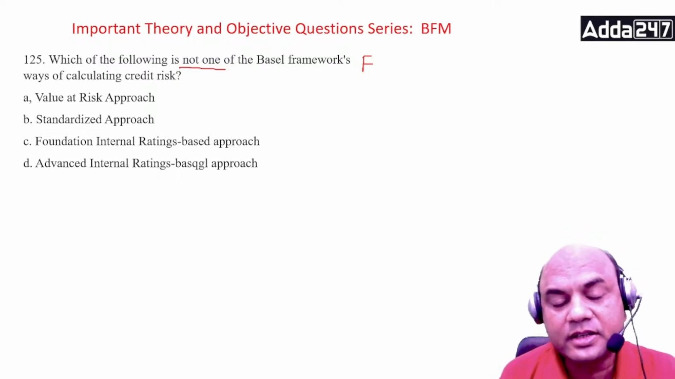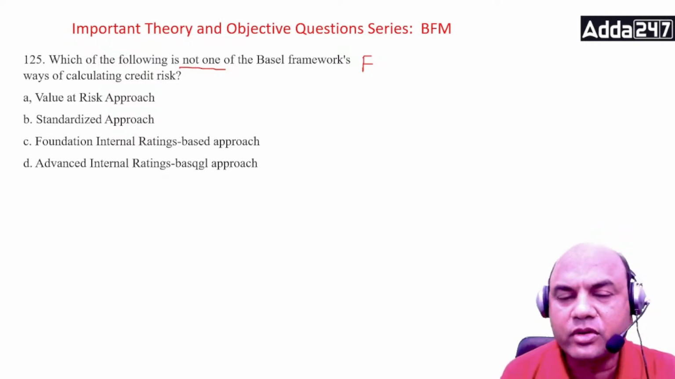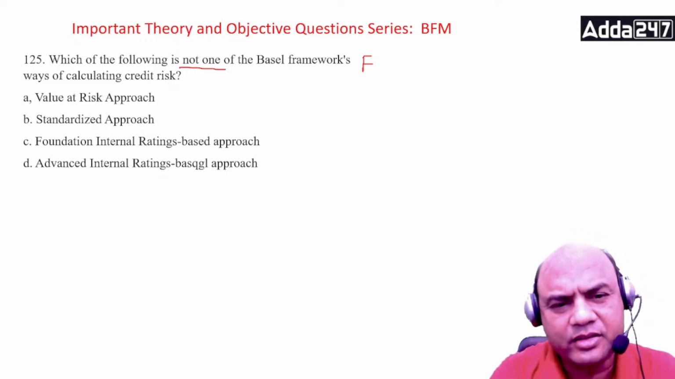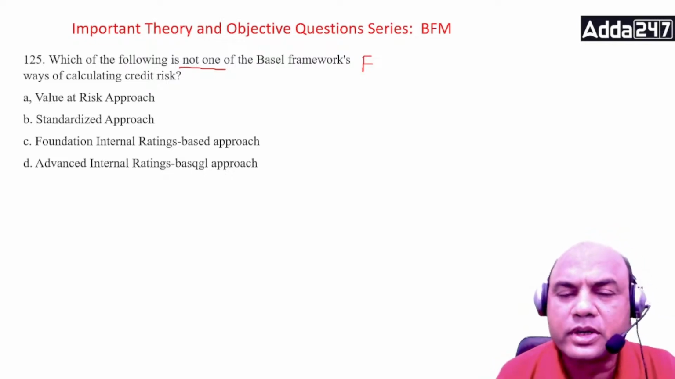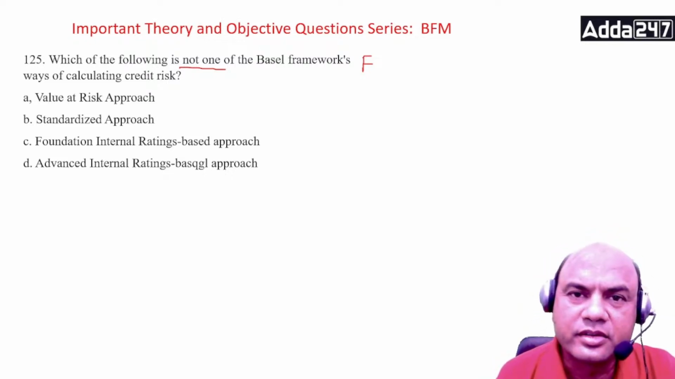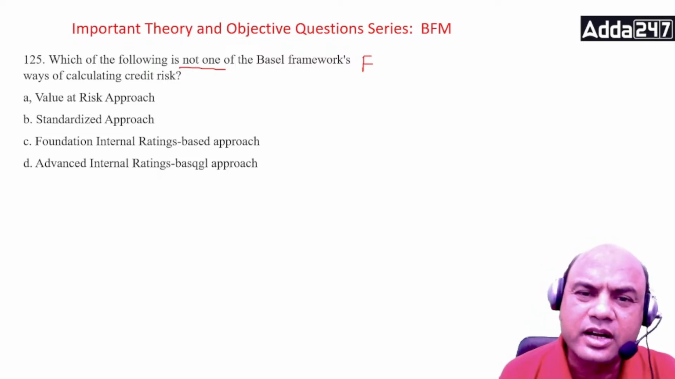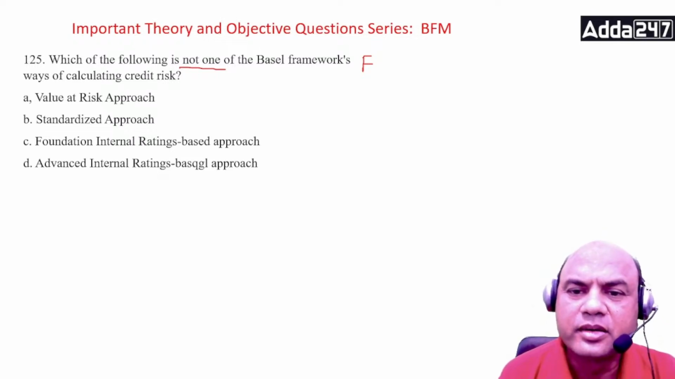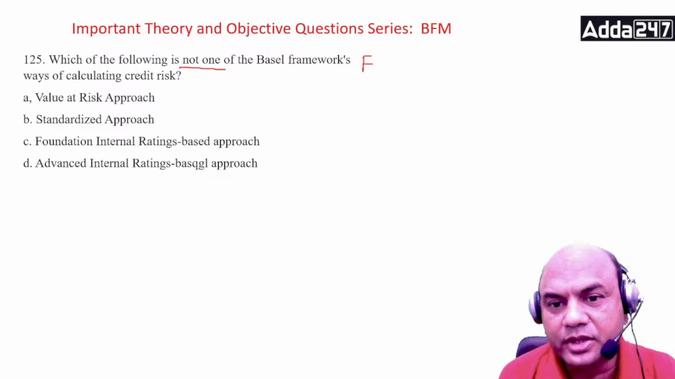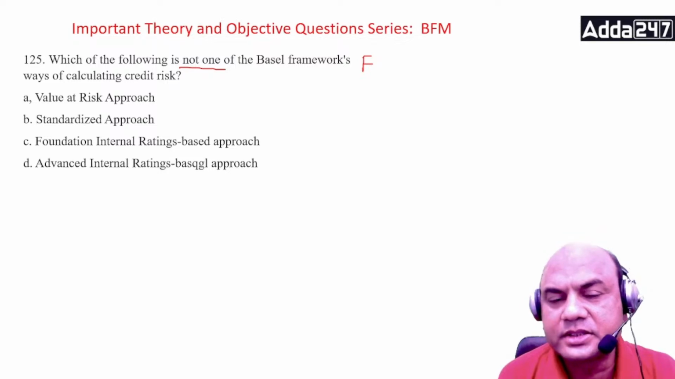Before giving the answer, I'll give you the explanation first. The Basel framework, whether Basel 2 or Basel 3, gives banks ways to assess their capital needs. It covers not only credit risk but credit, market and ops risk, all three risks. Our question is for credit risk only. The two approaches for credit risk are standardized and IRB.